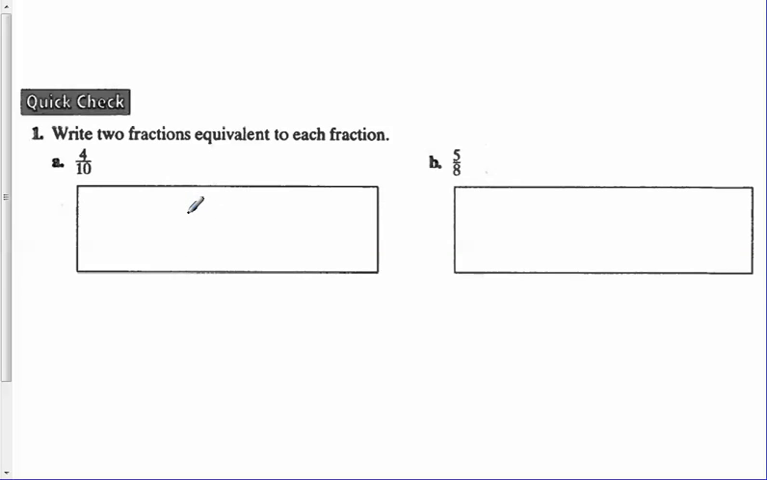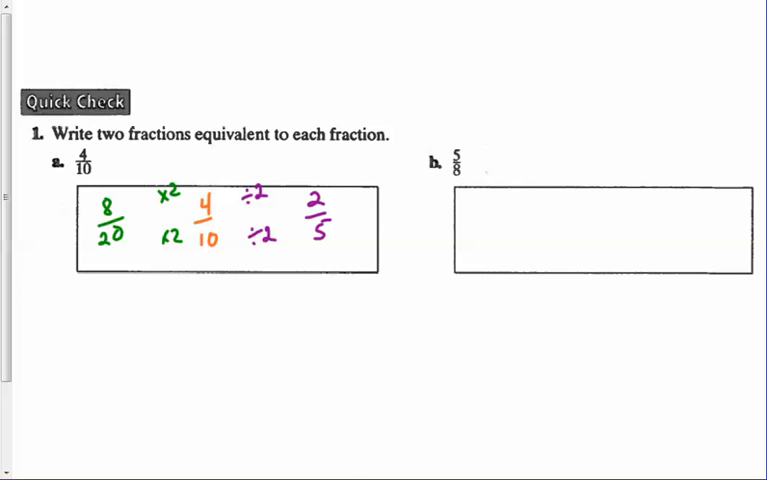Alright, let's check this. So we have 4/10, and if I wanted to make an equivalent fraction and multiply it by 2, I'd end up with 8/20. But if I wanted to simplify, I'm going to divide by 2, because 4 and 10 are both even, so they have a common factor of 2, and I could get 2/5. Each of these are equivalent fractions: 8/20, 4/10, and 2/5.